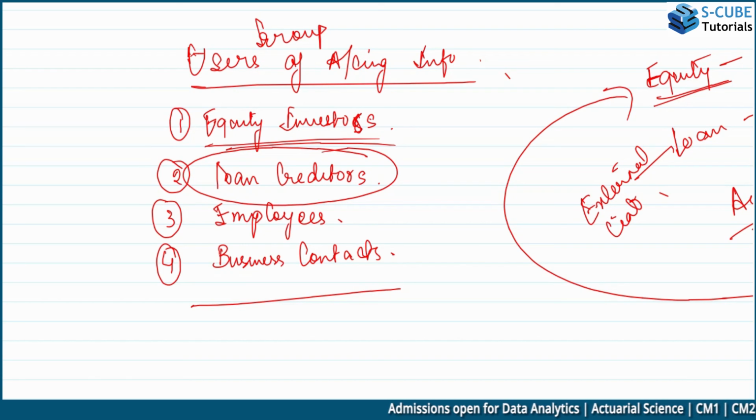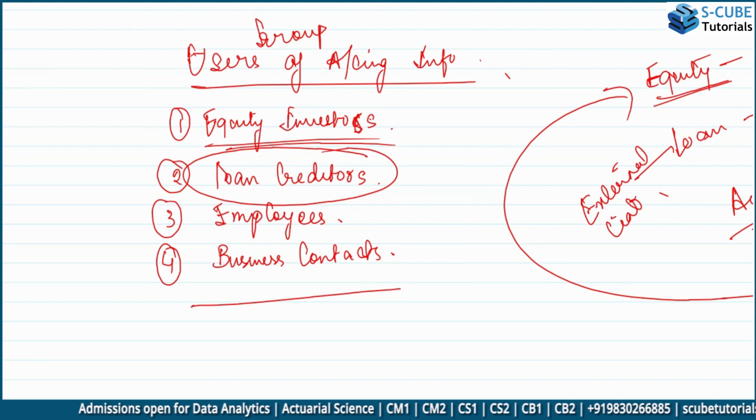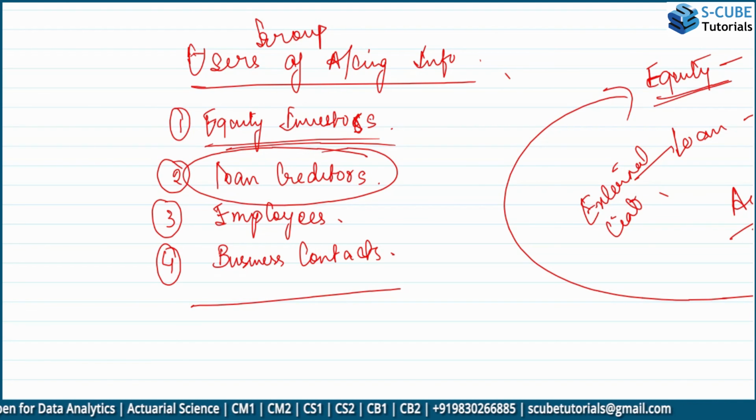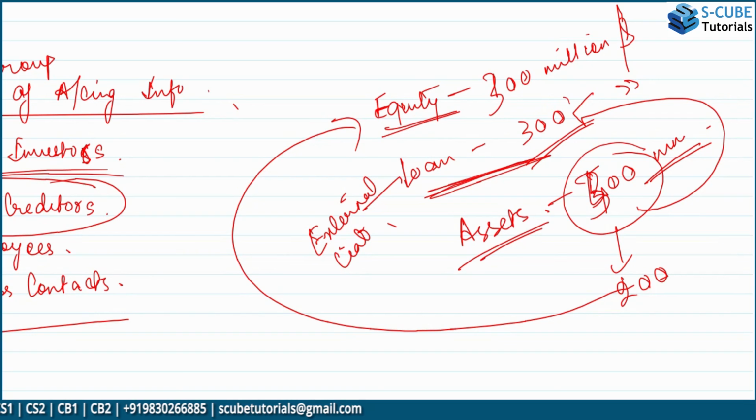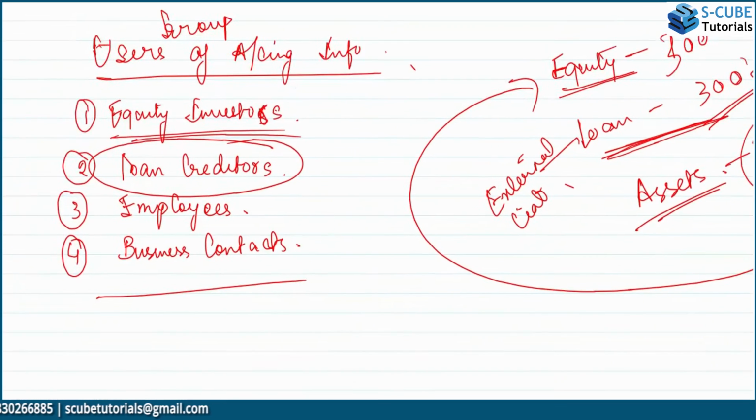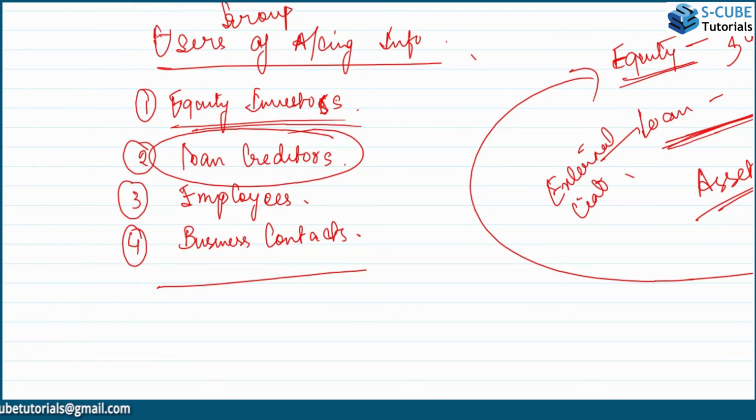Now let's talk about loan creditors. Let us try and understand how loan creditors can help. Loan creditors are the same as I showed you, this 300. Loan creditors and equity both have a stake or interest in reading the financial statements.